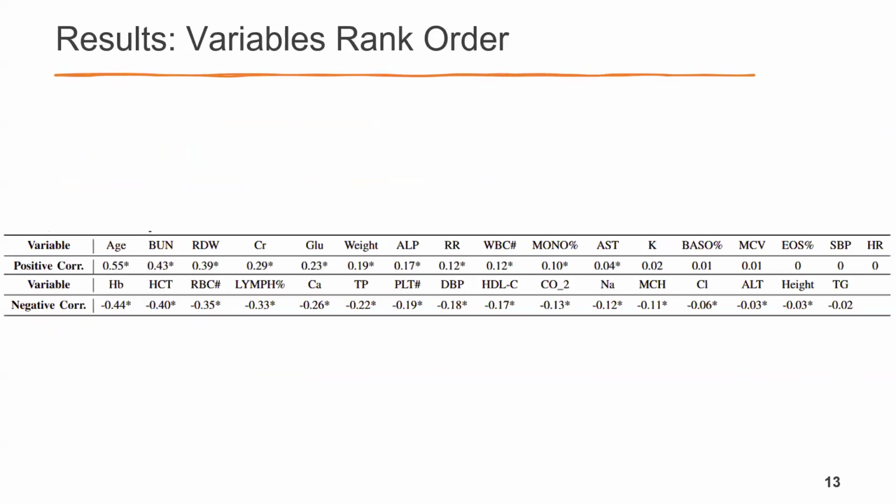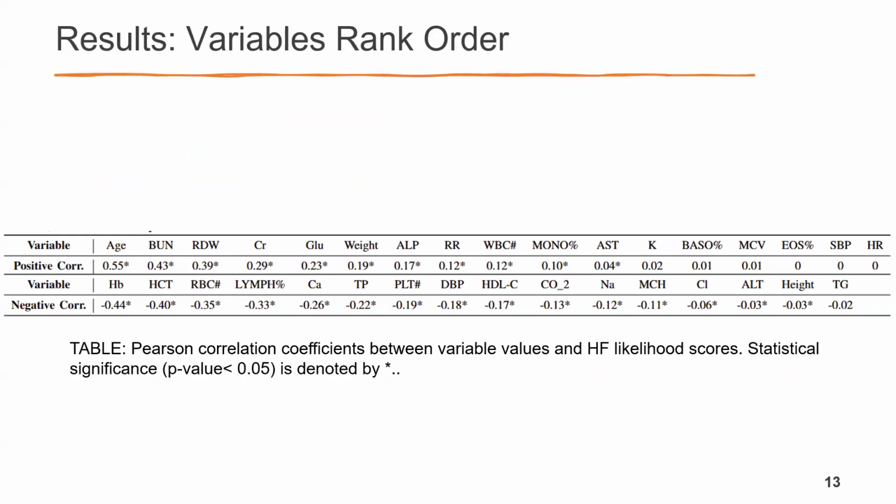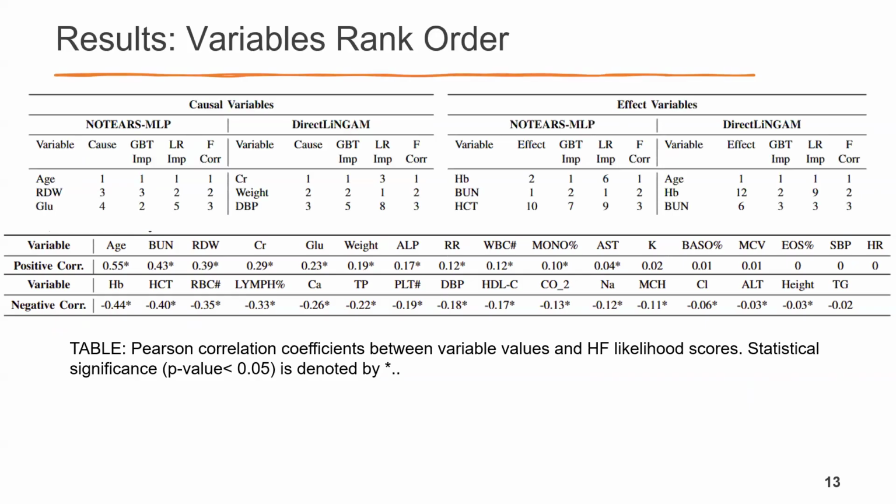This table is the Pearson correlation coefficient between variable values and heart failure likelihood score. When we focus on the top causal effect features and the top correlated features, we found that highly correlated features like hemoglobin, blood urea nitrogen, and hematocrit are effect variables. So correlated variables do not always appear as causal variables. They can also be effect side variables.